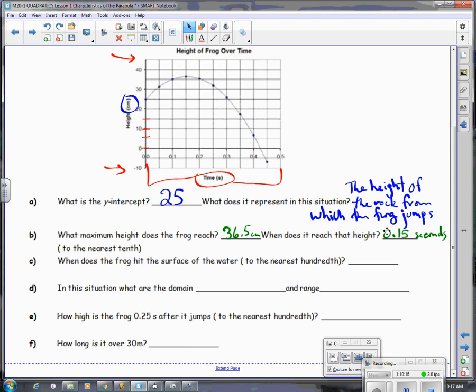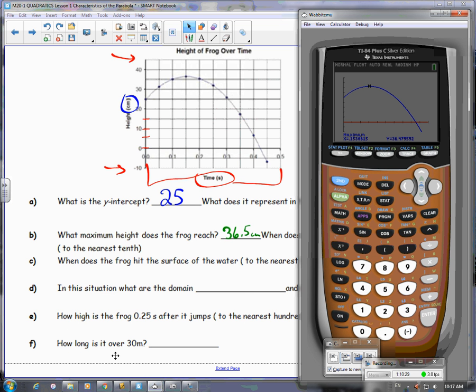How did you find that? Exactly. So when you move the little blinky thing, it gets you close, but it may not actually get the most precise answer. So that's why we use that calc max feature, because then the calculator actually calculates that maximum point.